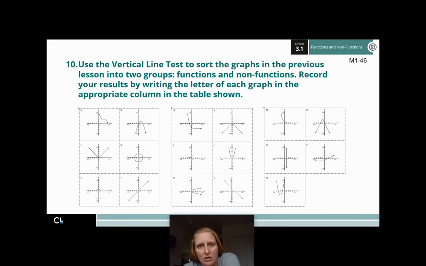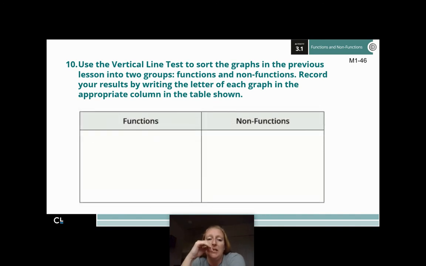In case you've lost yours, don't lose them. And you can record your results by writing the letter of each graph in the appropriate column in the table below. So down below, you have this lovely table, and you can just write in there the letters of the graphs. You're not gluing them or anything today. You're just using them. Doesn't sound nice when I say it that way. So go ahead and sort your graphs into functions and non-functions. Hit pause to take care of that, and then hit play when you're ready to check your work.